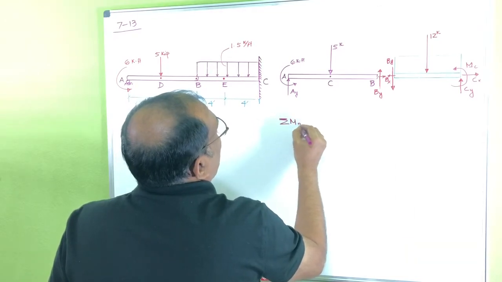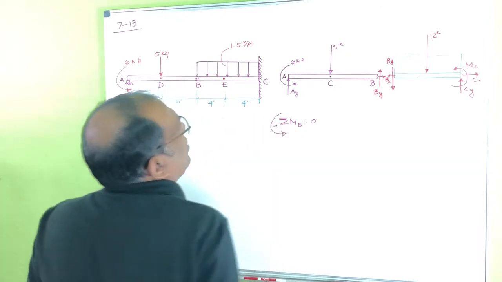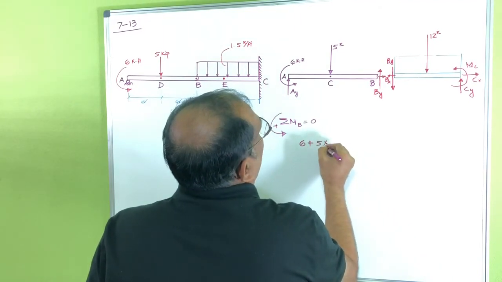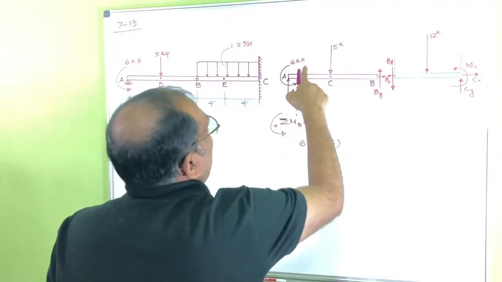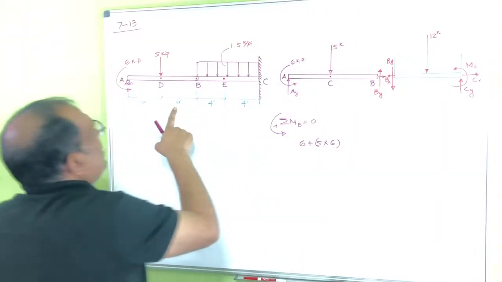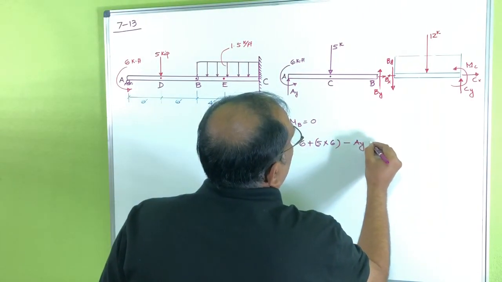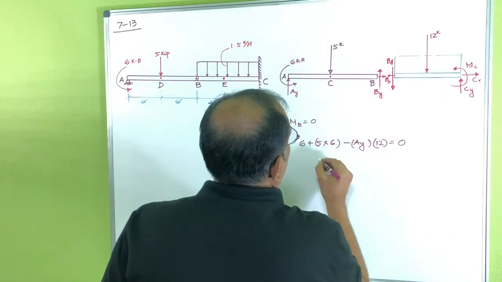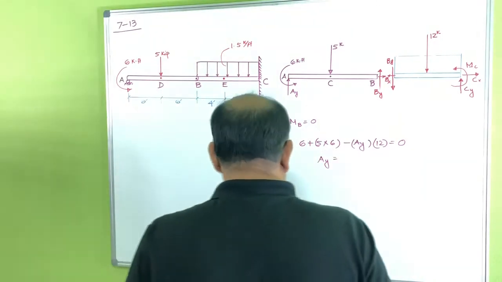Summation of moment at point B equal to 0. Let's say this is positive. So that's 6 plus 5 multiplied by 6. This 6 is already a moment, so you don't have to multiply with the distance. Here is your force 5 into the distance 6, and then minus Ay multiplied by 12, that's equal to 0. So your Ay is basically 3 kip.